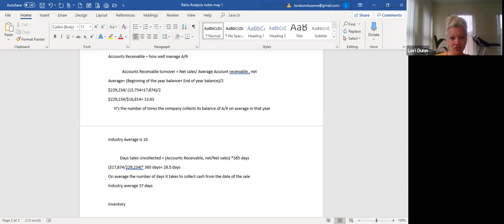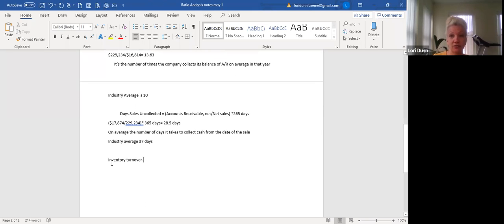So our next ratio is inventory turnover. Just like we had accounts receivable turnover, inventory turnover is calculated by taking the cost of goods sold for the year divided by the average inventory amount for that year. Now remember, when we're calculating averages, we take beginning inventory plus ending inventory divided by 2.